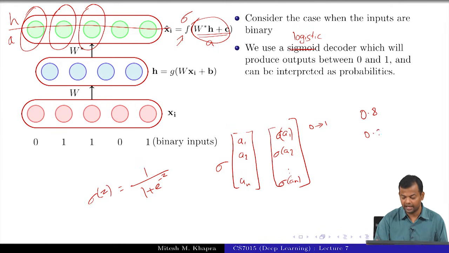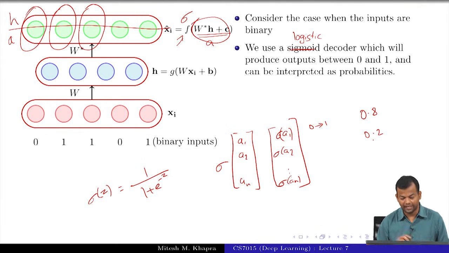And if the sigmoid gives an output of 0.2, then you could think of it that with probability 0.2 the output was actually 0, or rather the input was 0, because your input is the same as the output, right. So that's one way of interpreting it, and why does this interpretation make sense? We'll just look at that, right.